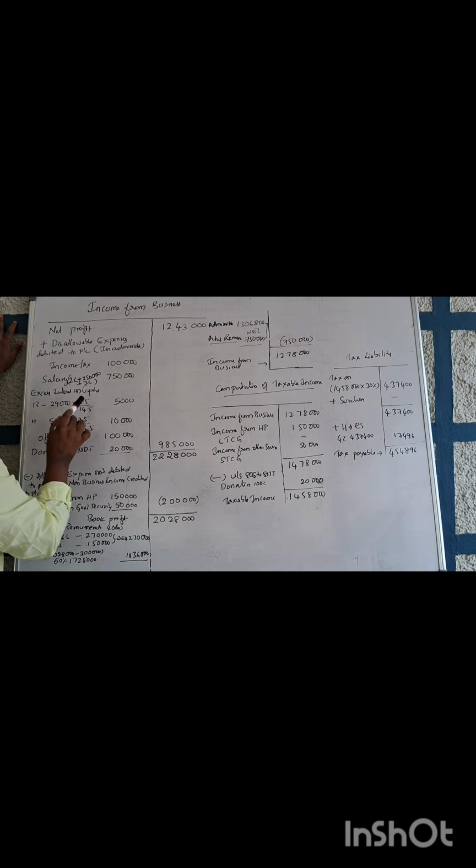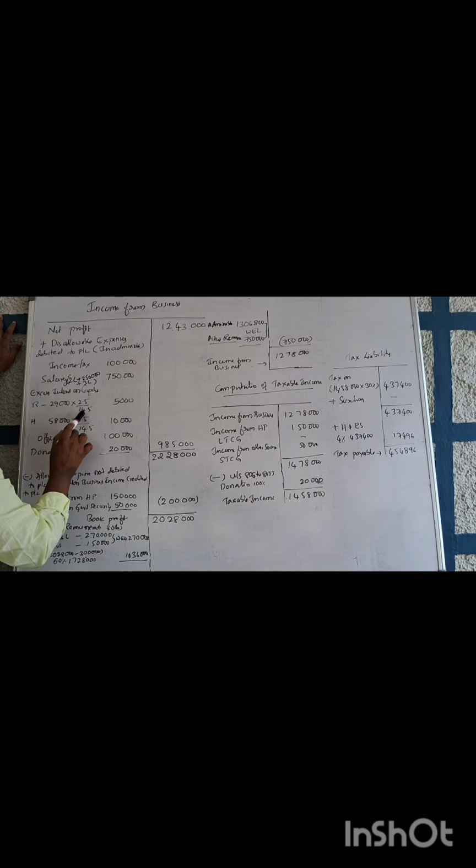So excess interest, same thing. 14.5%, that means 2.5% excess. So 2.5 divided by 14.5, that comes to 29,000, 5,000. Same thing here also, office expenditure 1 lakh. I said that is 10 lakh, and out of that, 1 lakh is not allowable.